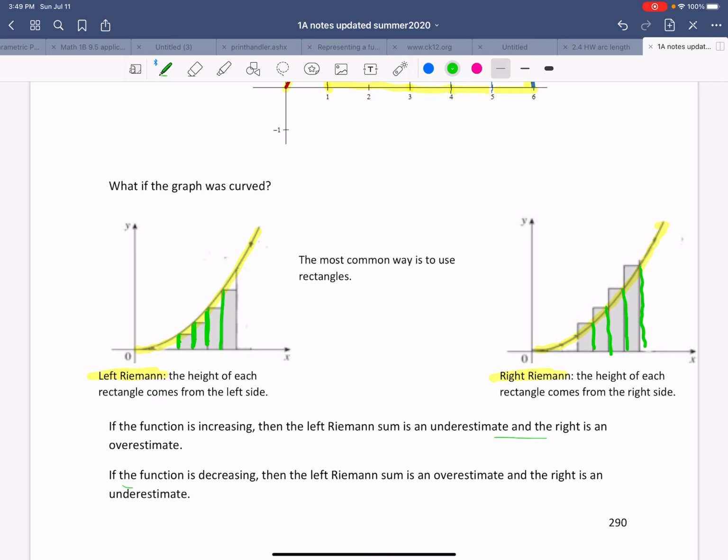And you can see if your function is increasing, the left Riemann sum will be an underestimate because you are losing some area if you do the left Riemann sum. If your function is increasing and you use the right Riemann sum, you are going to be overestimating because you are gaining some area which is not really a part of the area under the curve.